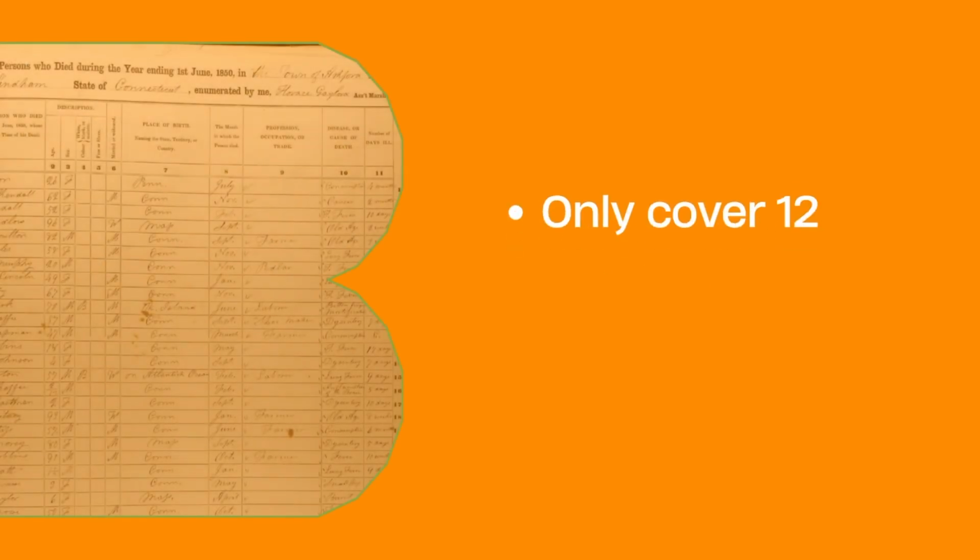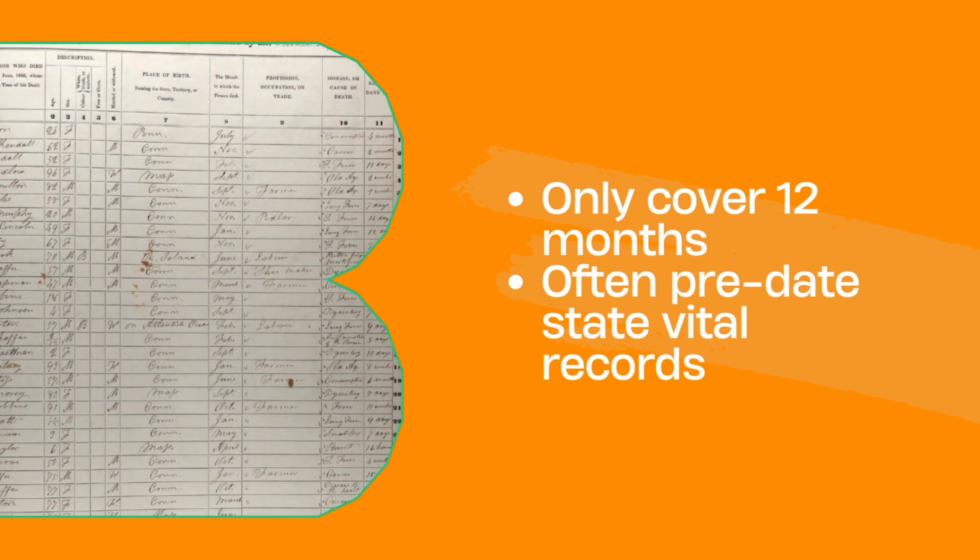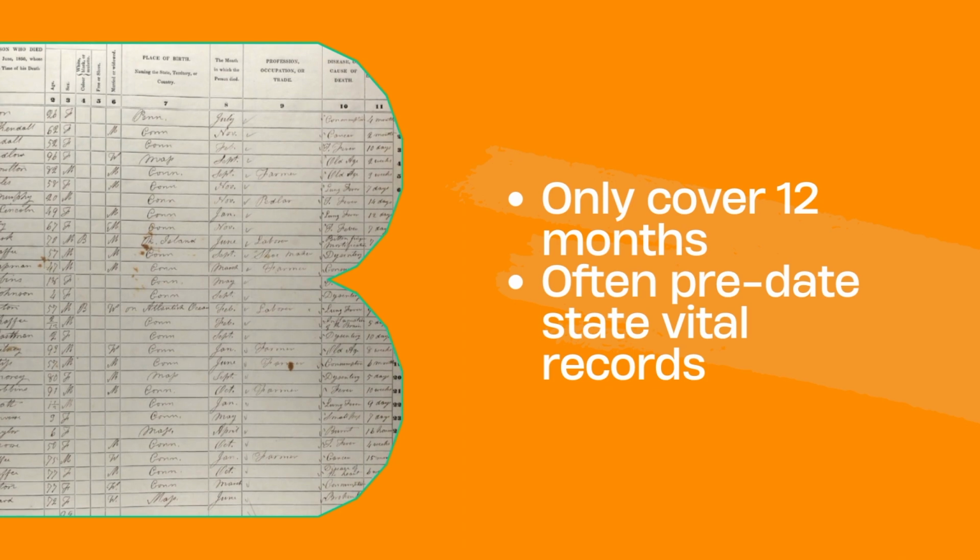Now, although these schedules serve as nationwide death registers, these records are limited in scope, considering they only cover the 12 months leading up to the census enumeration date. However, they are a great resource for locating information on people who died before statewide death registration began, since they often predate the earliest recorded death records for a given state.